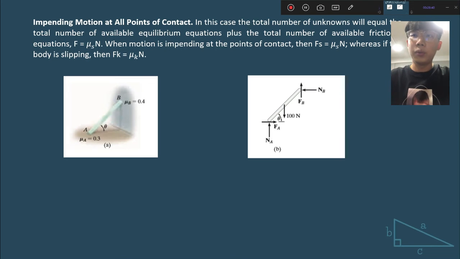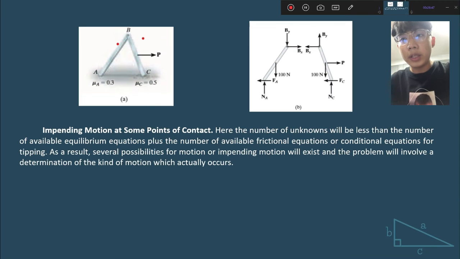Fk is equal to µk times N. Moving on to the next one, the impending motion at some points of contact. As you can see here, the number of unknowns will be less than the number of available equilibrium equations plus the number of available frictional equations or conditional equations for tipping. As a result, several possibilities for motions and impending motions will exist, and the problem will involve determining what kind of motion actually occurs.